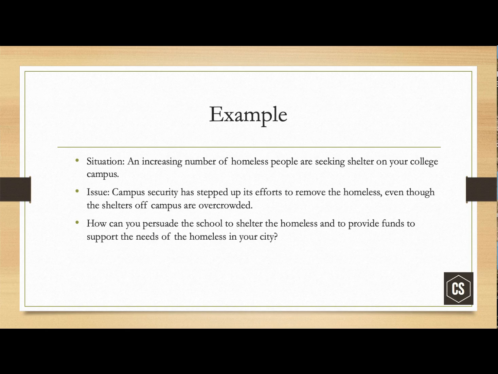For example, a situation might be an increasing number of homeless people are seeking shelter on the college campus. This actually happens quite frequently at the downtown campus. In fact, right now, because of not having classes meeting, the downtown campus is closed for the summer. Issue: campus security has stepped up its efforts to remove the homeless, even though the shelters off campus are overcrowded, which is almost always true as far as homeless shelters. So then your question might be, how can you persuade the school to shelter the homeless and to provide funds to support the needs of the homeless in our community?